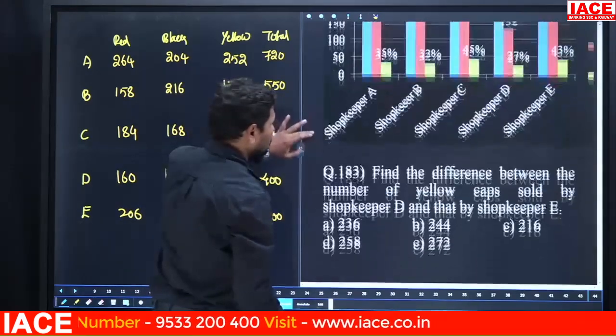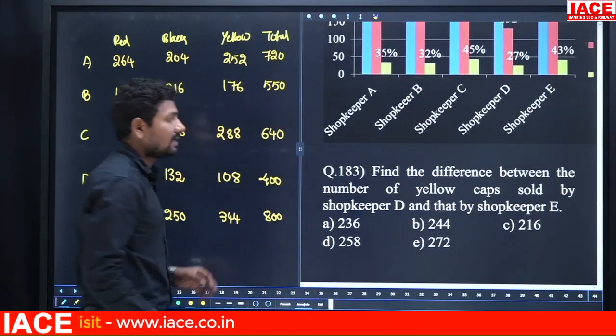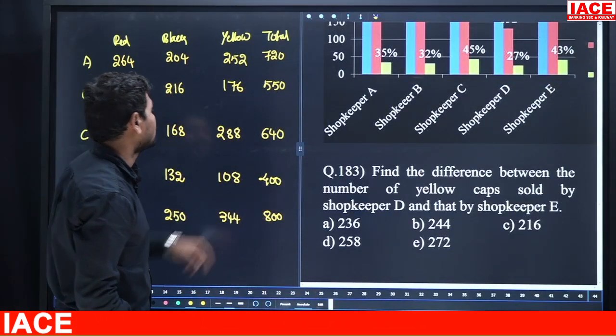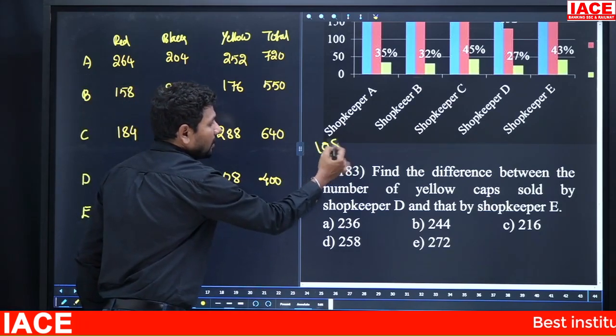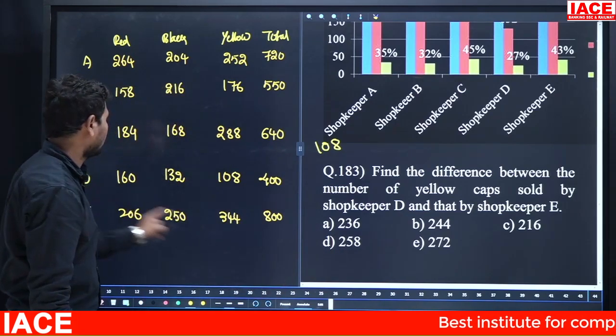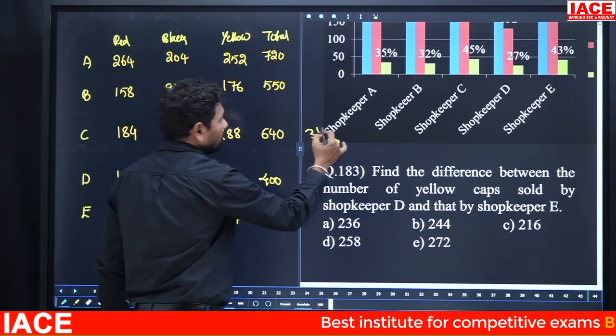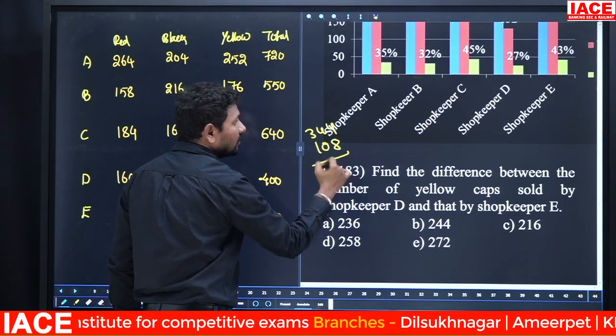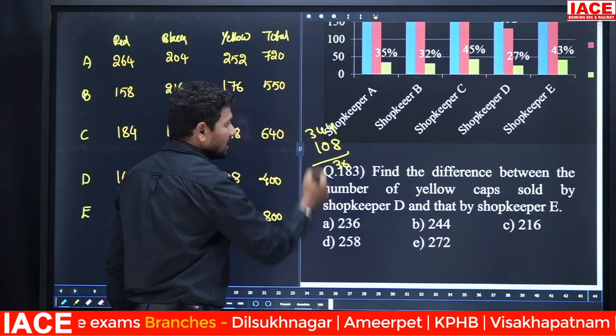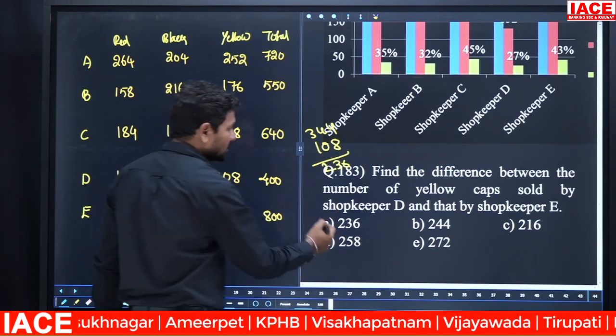Let's check the next question. Find the difference between the number of yellow caps sold by shopkeeper D and that by shopkeeper E. Yellow caps for shopkeeper D is 108 and for shopkeeper E is 344. From 344, 108 will be removed. You will get what value? 236. Option A.